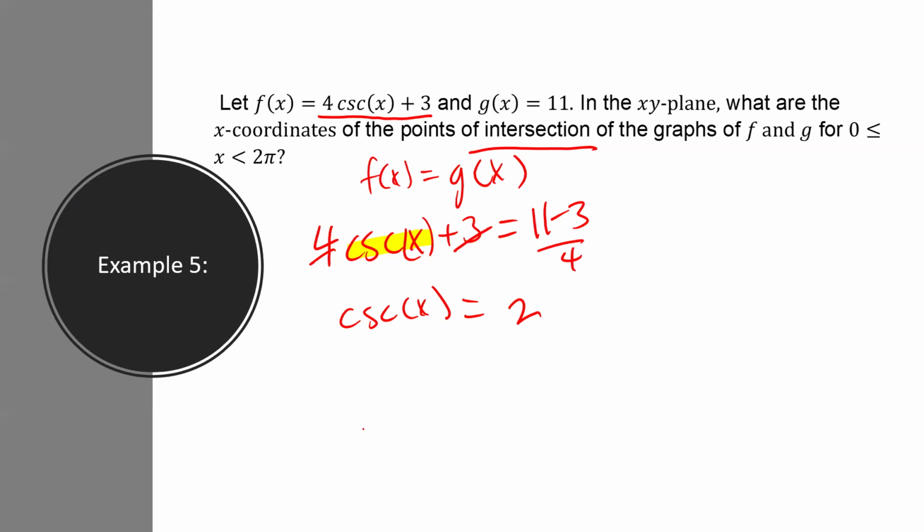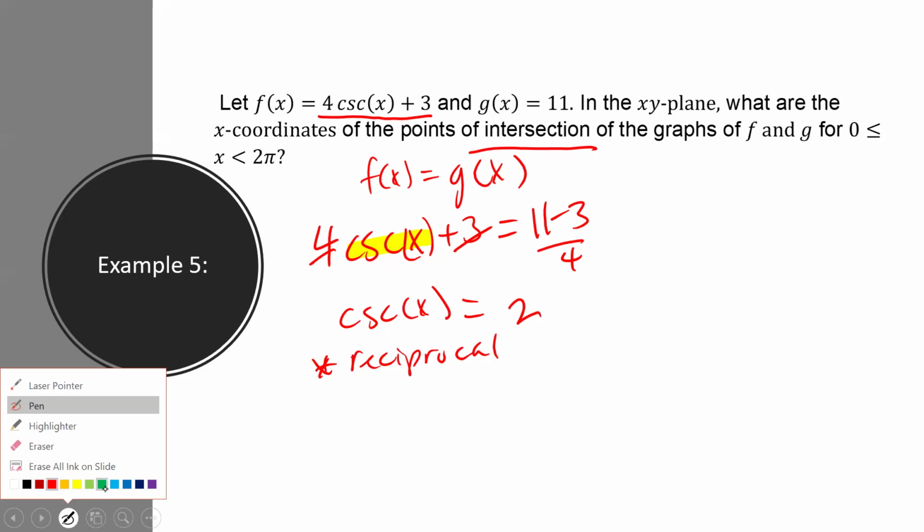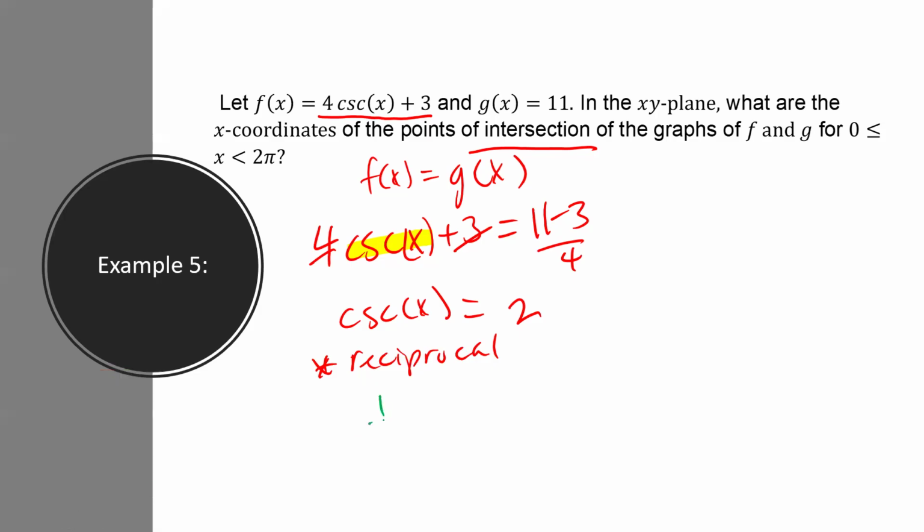And now we're going to convert this into its sine option. If I'm going to reciprocate this, I'm also going to reciprocate the other side. So we're now going to write it as a reciprocal. What is the reciprocal of cosecant? 1 over sine x. And if I have 1 over sine x equal to 2, can I solve for that? Yes. You're just reciprocating the cosecant.